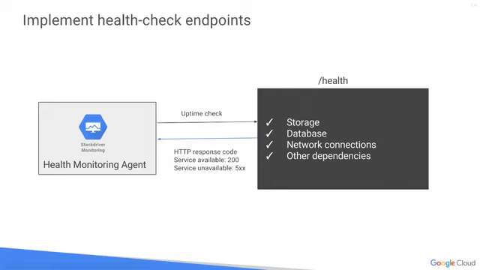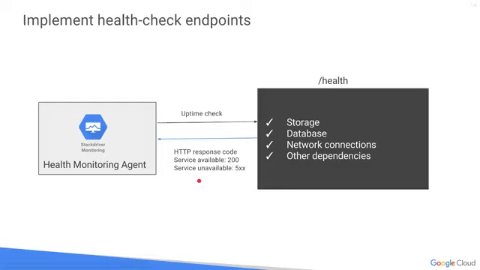For example, the endpoint handler can check the performance and availability of storage, database, and network connections required by the service. The endpoint should return an HTTP response code of 200 for a successful health check. If the health check fails, the endpoint handler can return 503 or a more specific response code depending on the error.